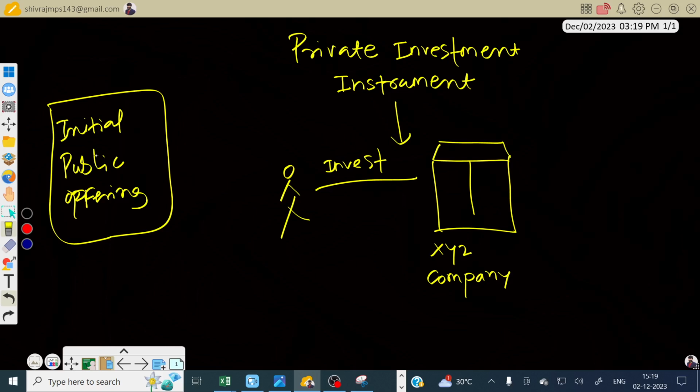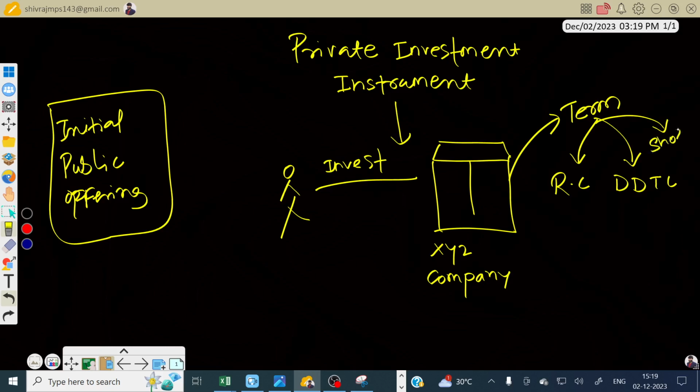Before that, you would see lots of private investment instruments. Lots means lots of. For example, let's say term loan. They'll go ahead with a term loan. In a term loan, you would see multiple options like revolver credit, right? Delayed draw term loan. You would see short-term loans, right? Many more, means many more.